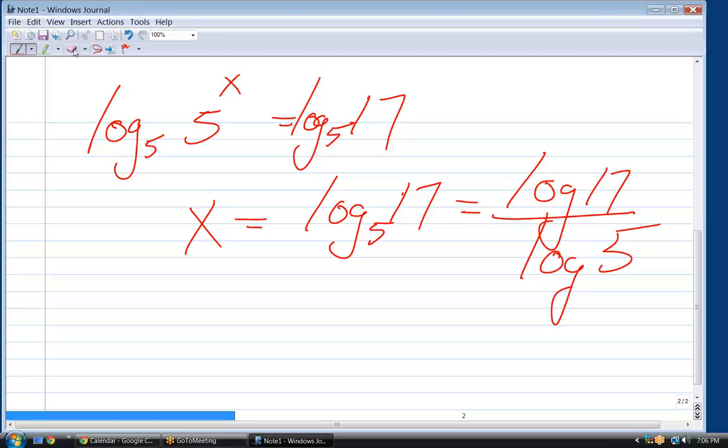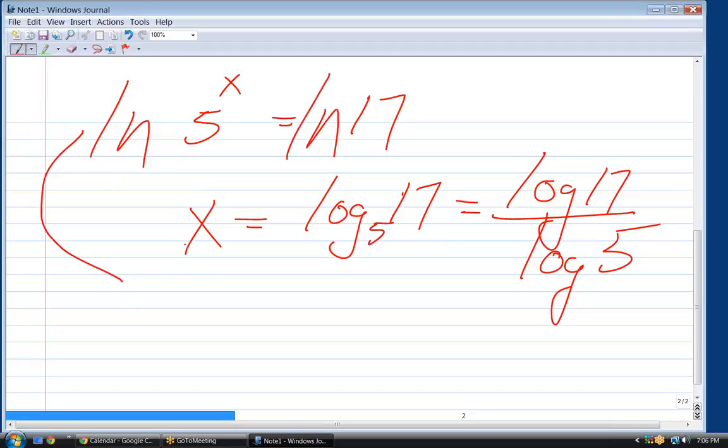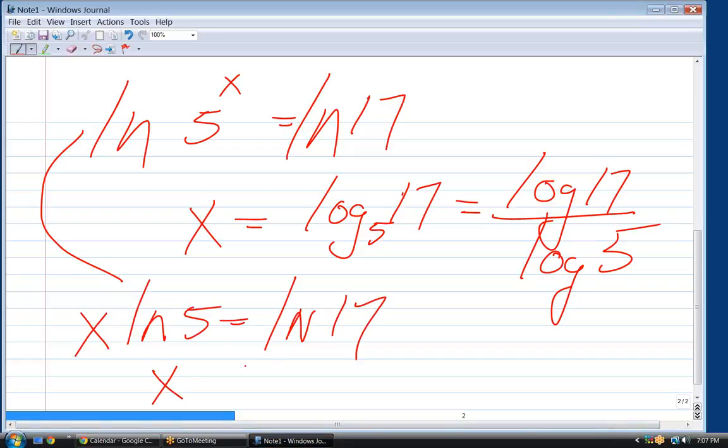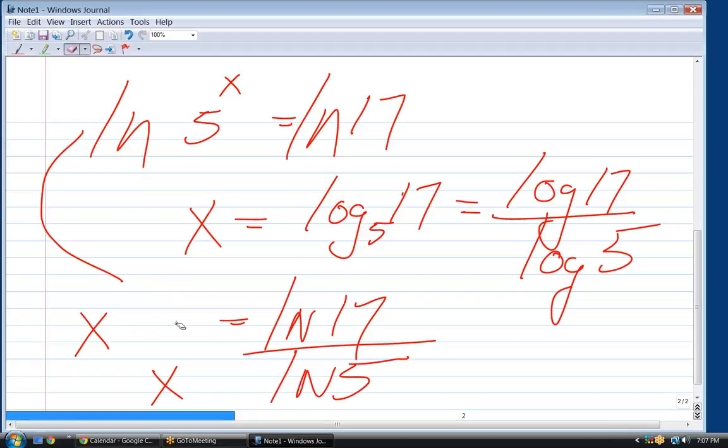Now let's go back and do the problem by taking the natural log of both sides. Okay, well, the next step is x natural log of 5 equals natural log of 17. The last step is x equals natural log of 17 divided by natural log of 5. Same number of steps, and I get the same answer.